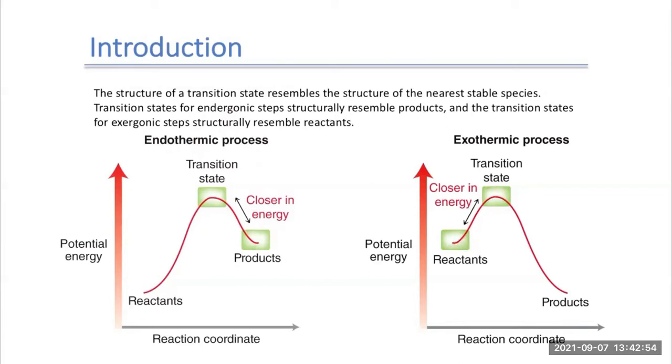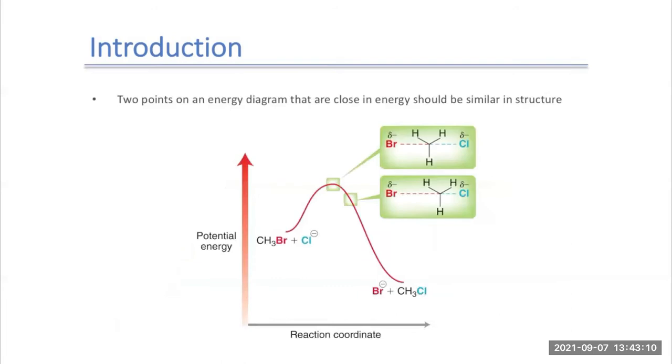So remember that transition state is the point where the bonds are being made and broken at the same time. So it's not a state we can actually isolate. We can just speculate and hypothesize what it might look like. And so when we're looking at it, any 2 points on the energy diagram that are close in energy should be similar in structure.